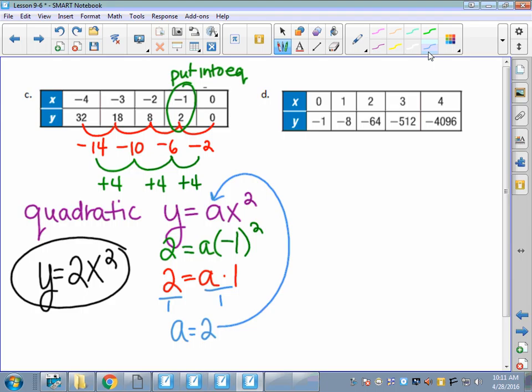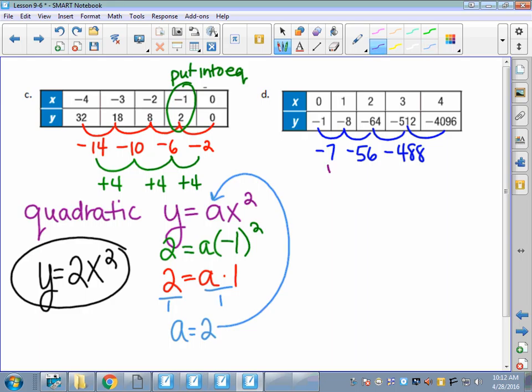Our values of x are all going up. Our values of y, to get from -1 to -8, I think that's subtracting 7. -8 to -64 is some big subtraction, maybe -56. I know this is definitely not linear. -64 to -512 is -400 and something, 88. And I didn't even do the math to get from -512 to -4096. It would be -3000 and something crazy. But I know this is not linear.